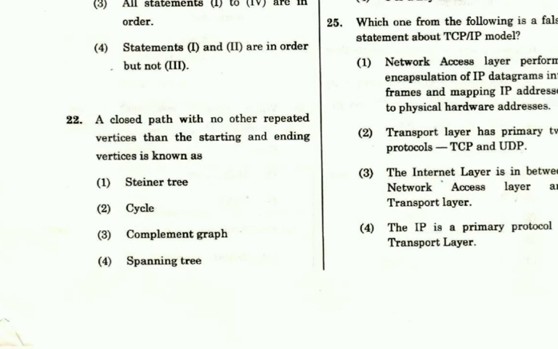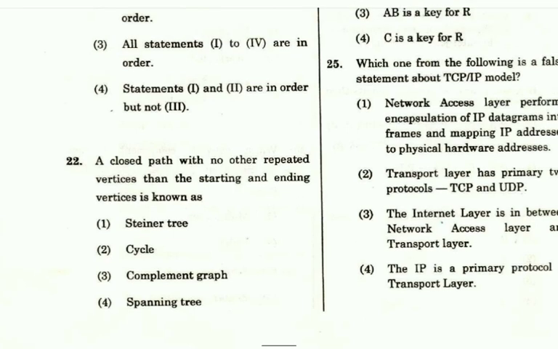Next, 22. A closed path with no other repeated vertices than the starting and ending vertices is known as a cycle. A cycle in a graph is a path that starts at the same vertex and ends at the same vertex. So the starting and ending are the same. So start and end is the same vertex without repeating any vertex except the starting or ending node. So here the only one node is repeating, that is the start vertex and end vertex is repeating here.